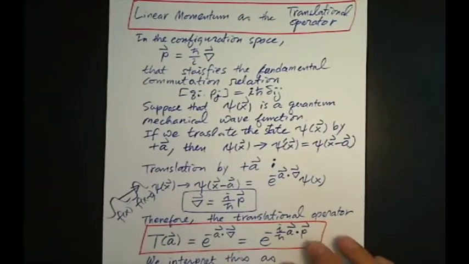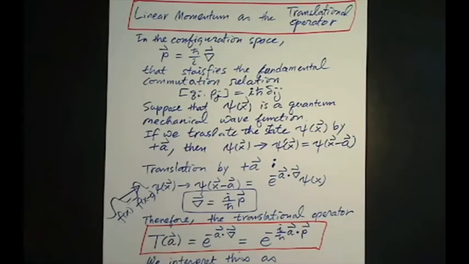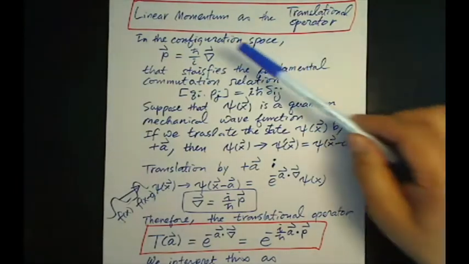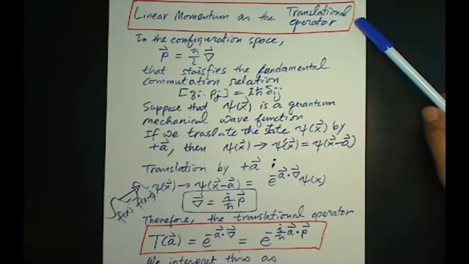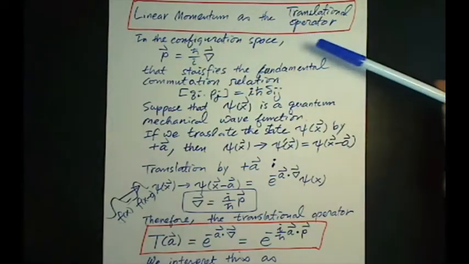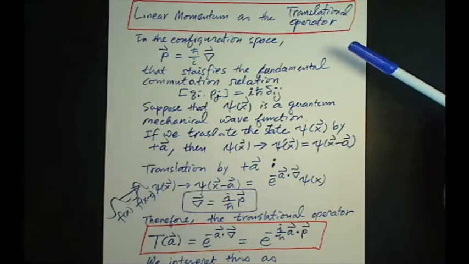Let us consider linear momentum as the translational generator. As we know, the angular momentum is the generator for the rotation. Actually, the linear momentum is the generator for the translational operation. In the configuration space, we studied that the momentum is a derivative operator with the scaling factor h bar over i in quantum mechanics.